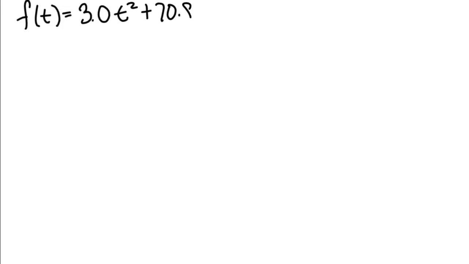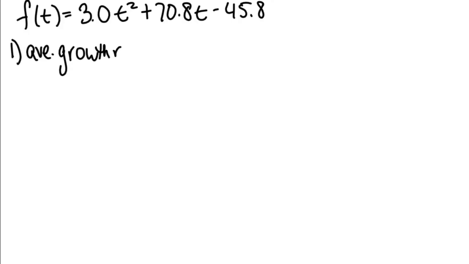Alright, so we have the problem that the number of cell phone users between 1998 and 2013 can be approximated by the function f of t equals 3.0 t squared plus 70.8 t minus 45.8, where t is measured in years after 1998. First question is, what's the average growth rate between 2003, time equals 5, and 2008, which is time equals 10 years after 1998.